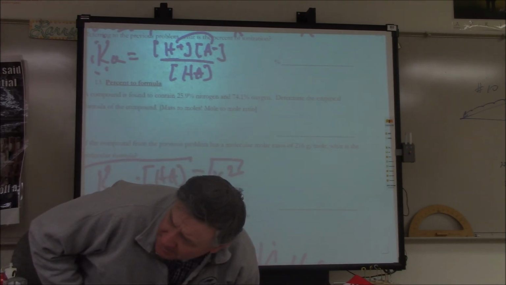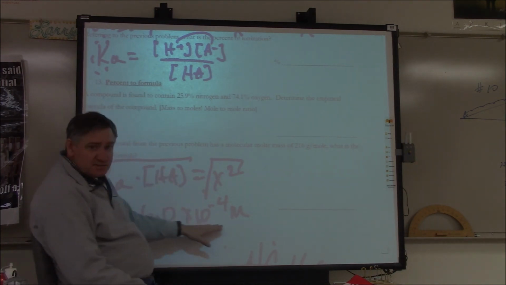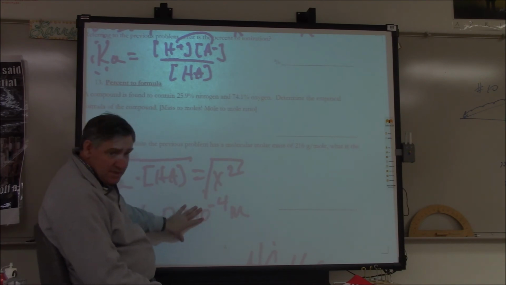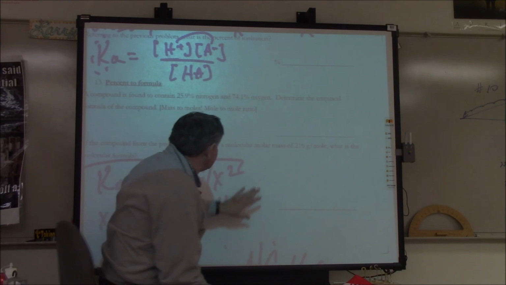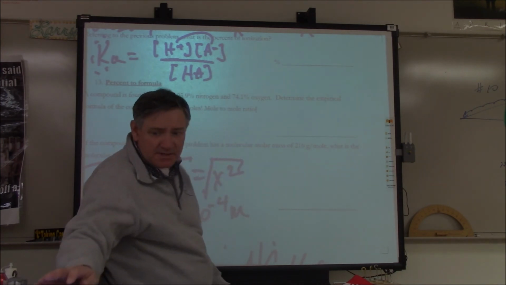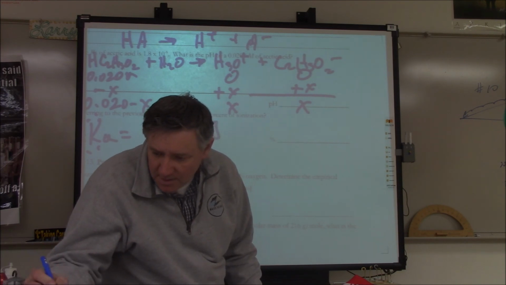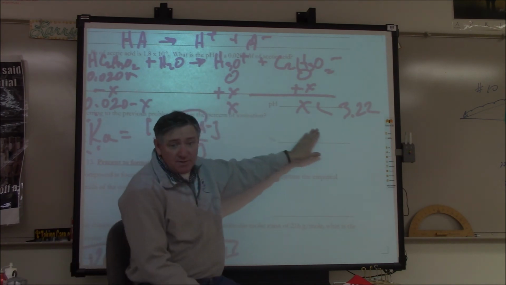Anyway, here's the concentration of my hydronium ions. That's what I can use to find my pH. I take the negative log of 6.0 times 10 to the negative fourth, and this answer is 3.22. So the pH is going to be 3.22.